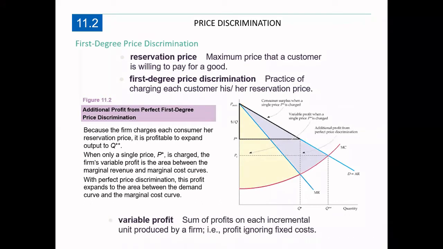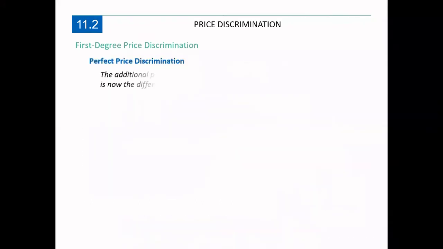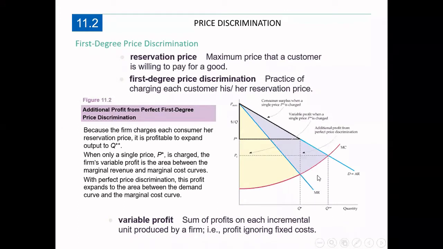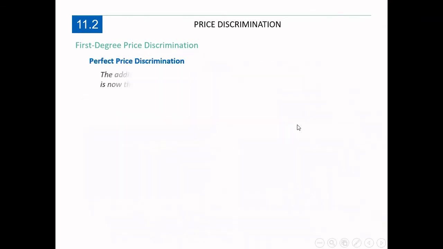If I use perfect price discrimination, it means the additional profit from producing and selling an incremental unit. What are the differences between the demand and the marginal cost? This represents my demand, and this represents my marginal cost. So all this area represents the variable profit that we can have by charging different prices.